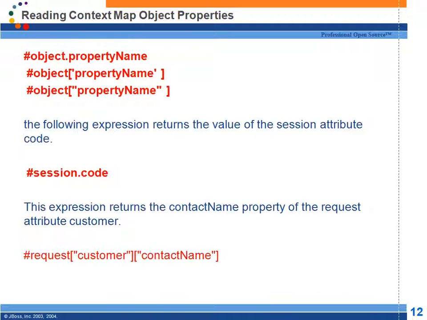Now, reading the context map by using hash. Hash dot top. These are the syntax. Without using hash, it will search in the object stack. If you are using hash, it will search in the context stack. The following expression returns the value of the session attribute called code. If there is an attribute called code in session, hash session dot code will print the value of the attribute called code on session. Similarly, hash request dot customer, what will it print? It will search for an attribute called customer in request scope, on the customer object.